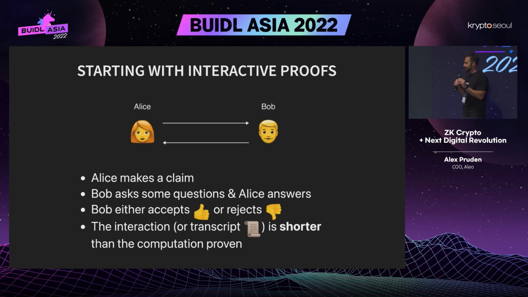And one key piece here, which I already hinted at, is that the interaction, or the transcript of this interaction, is shorter. I'm just going to hand wave what that means for a second, but it's shorter than the actual computation itself, because the trivial way for Bob to verify Alice's claim would be to redo everything. So that's not really interesting. What we're looking for here is some way for Bob to do it in a more efficient way.